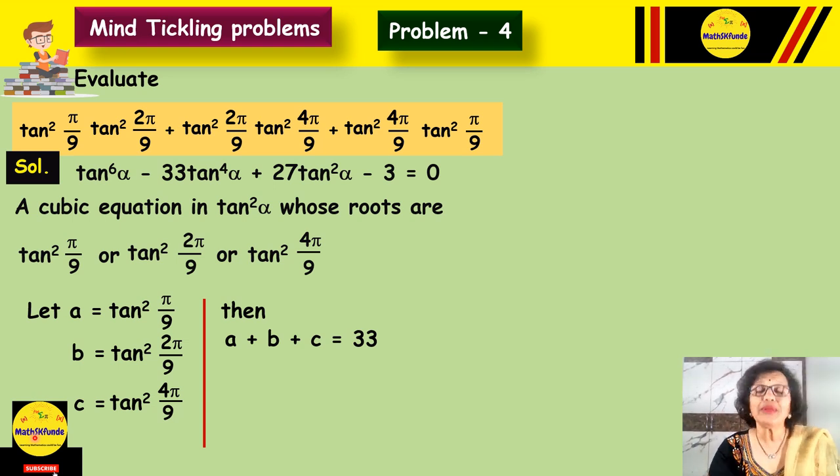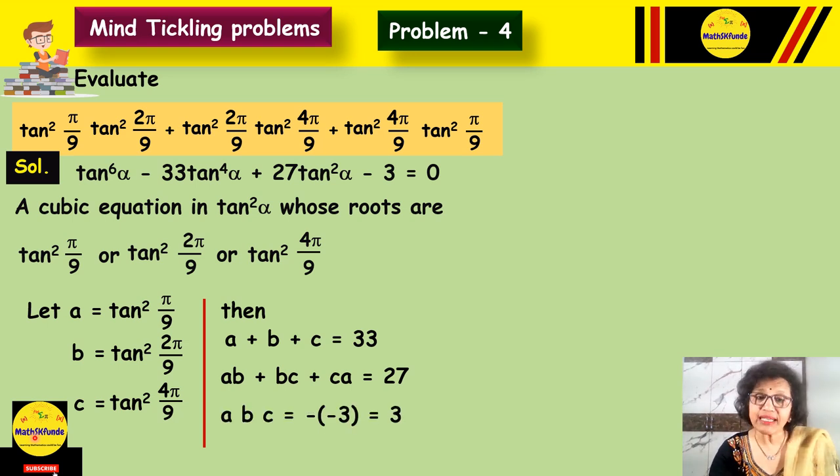That would be now 33. Then I will have AB plus BC plus CA equal to 27 and ABC equal to minus of minus 3, meaning plus 3. Now all these three I have written by using those formulae which I showed you just now. That was nothing but minus b by a, c by a and minus d by a. Using that only I have written these.